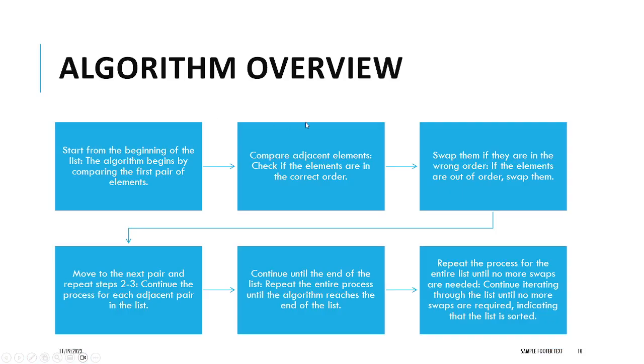The algorithm overview is this. You start from the beginning of the list. You compare the first pair of elements. You compare the adjacent element and determine if they're in the correct order. If they're not in the correct order, you swap them. You continue doing this until every element has been done, and then you continue repeating that process until the algorithm reaches the end of the list. If no more swaps are needed, you stop the algorithm.